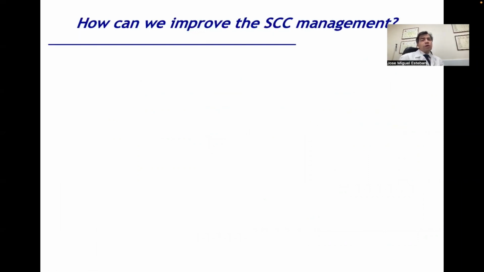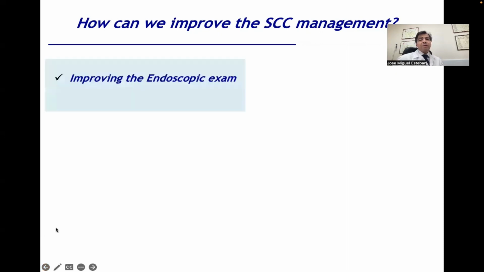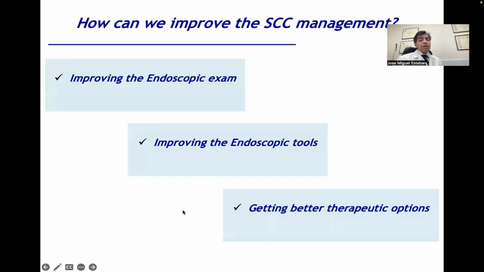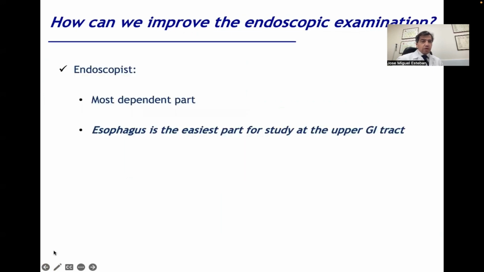Like we do in other endoscopic pathologies, we need to think how we can improve the management of this pathology, in this case esophageal squamous cancer. How can we improve endoscopically? We can improve the endoscopic exam. This is crucial, as we will see. We can also improve the endoscopic tools that we are using, and apart from that, we will get better therapeutic options endoscopically for this pathology. So, how can we improve the endoscopic examination?